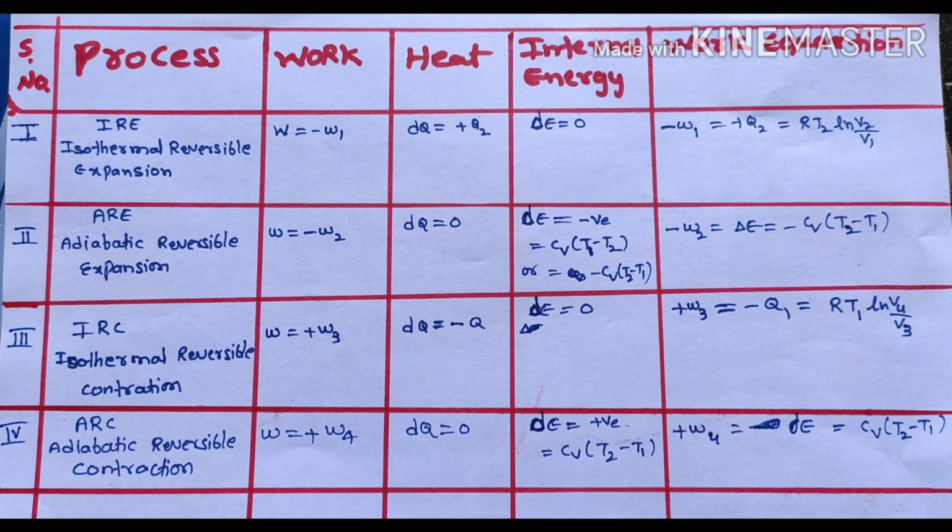The fourth stage in the Carnot cycle is the adiabatic reversible contraction. Here also the work is done on the system, so work gets the positive symbol, so W becomes plus W4. As the heat is not exchanged with the surroundings, dq becomes equal to 0, and as the contraction takes place, the internal energy of the system increases, so the internal energy gets the positive symbol. The work done on the system in this process is plus W4, equal to dE, equal to CV into T2 minus T1.